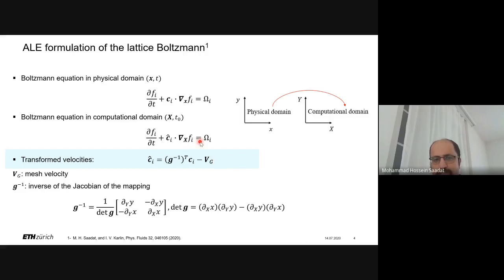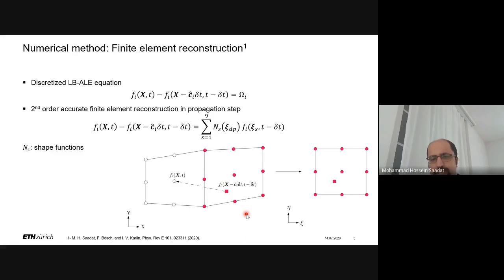And the next step is to discretize this equation. The discretization is done in a way which is very similar to what we do in the standard lattice Boltzmann, that is, through propagation and collision steps. The only difference is that, like in previous presentations, we have to do some form of interpolation in the propagation step. For example, if we do the propagation for this point and we follow the characteristic curve backward in time, the departure point would be a point like this, which is not necessarily on the lattice.